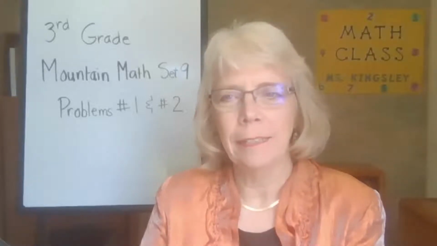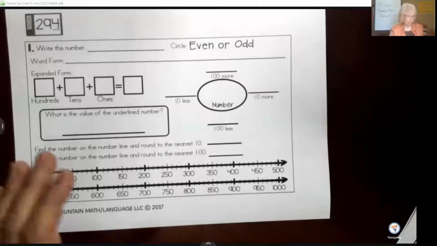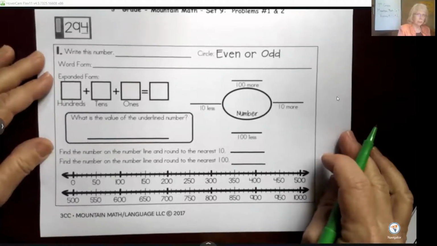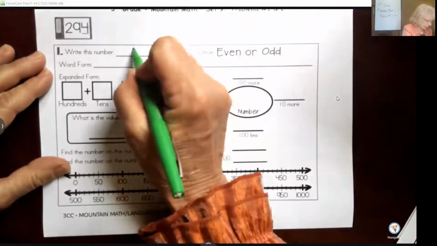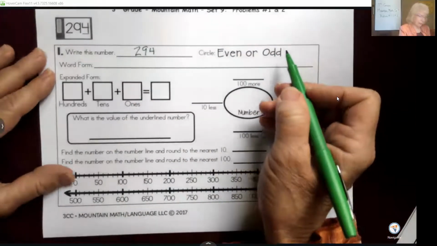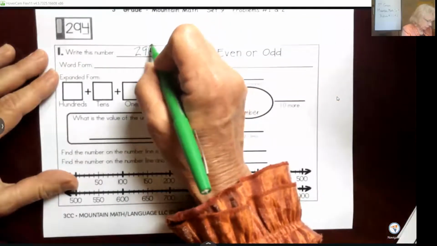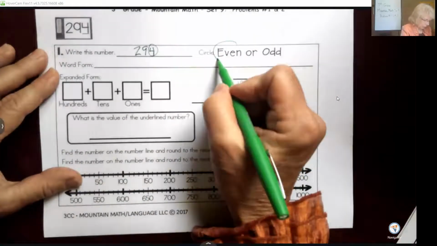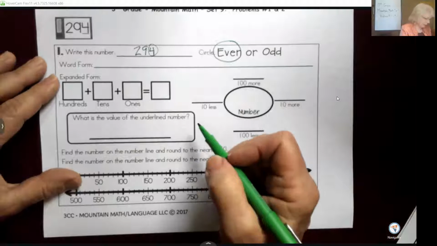And the idea, as always, is that you do these problems first, and then I show you the answers. So here we go. Number 1, 294. Write this number. And then it asks, is it even or odd? Remember, we look at the number in the ones place to determine that. If that number is even, then the whole number is even, so it's even.